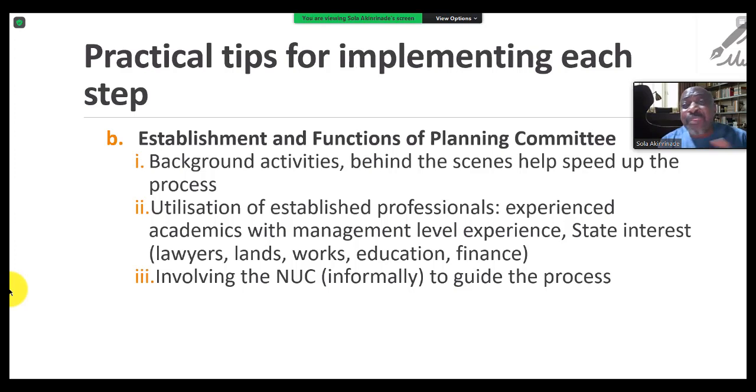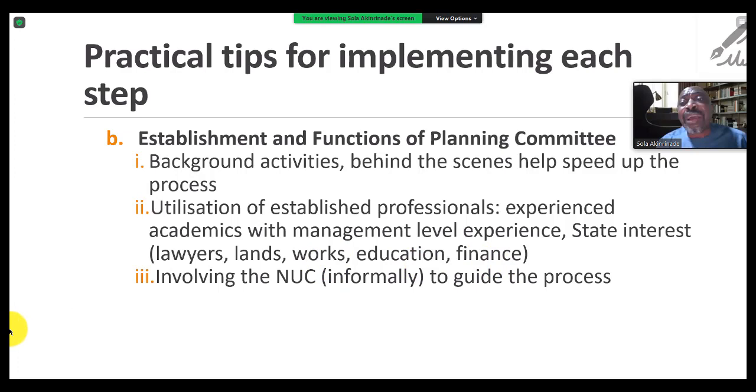The academic brief had been practically done. The law had been done even before the committee was constituted openly. So there are quite a number of things you have to do in the background if you are going to achieve your purpose. Then number two, you need to utilize established professionals, experienced academics with management level experience, and this will include academics, lawyers, people in lands, the professionals in the state, works, education, finance, because all of them have one thing or the other to contribute to the process.